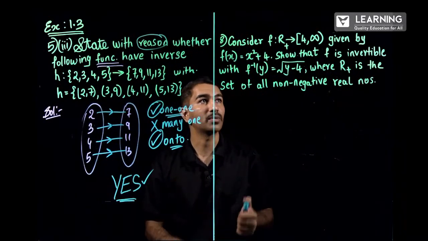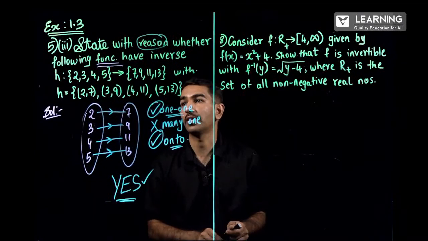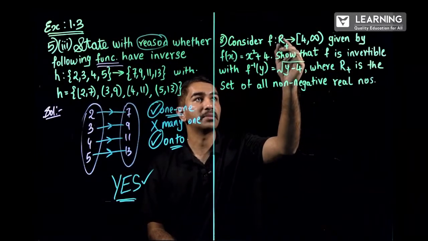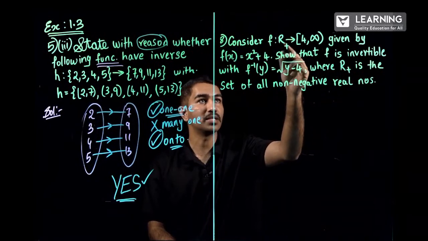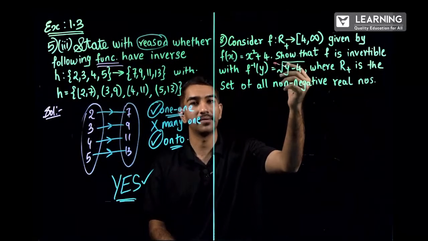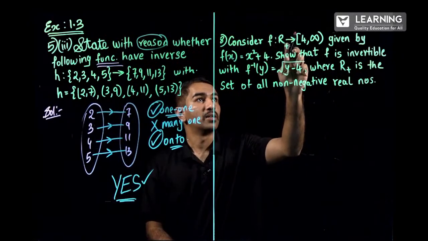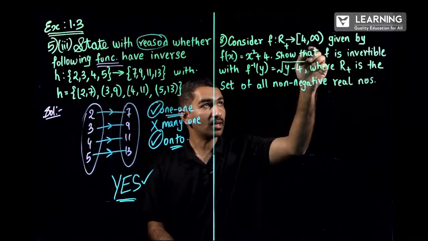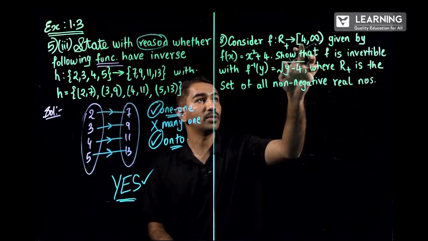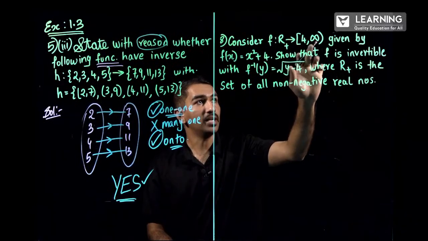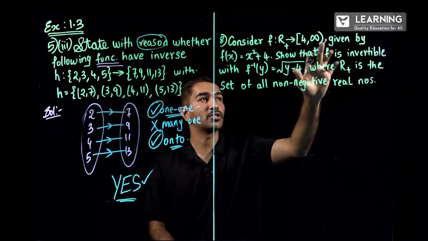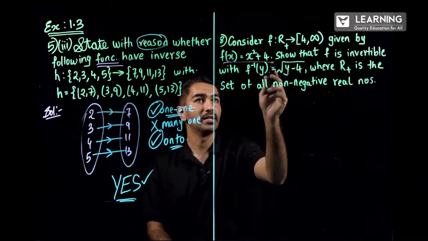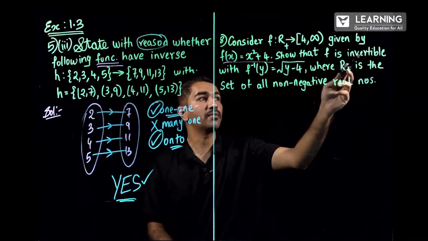Okay. Moving on to the next one, question number 8 of exercise 1.3 only. So consider f from R+, the set of real numbers which are non-negative, that is the closed interval 4 comma infinity, where 4 is included and it is going until infinity. So where it is stopping we don't know, but it's starting from 4. Given by f of x is equal to x square plus 4. Show that f is invertible.